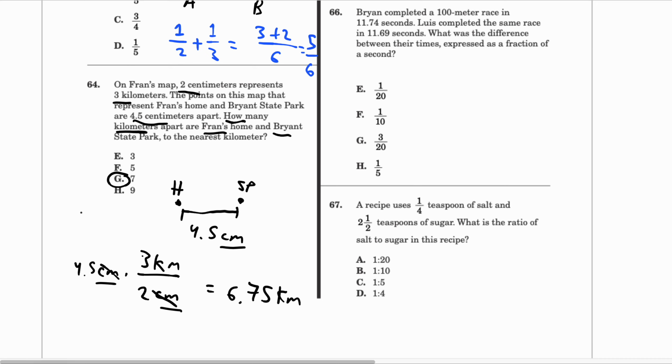Another way you could do this would be using proportions. So 2 centimeters is 3 kilometers, and you're trying to figure out how much 4.5 centimeters is. So you could also do it that way and get the same result.